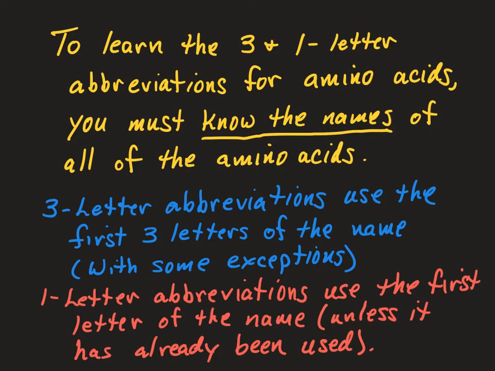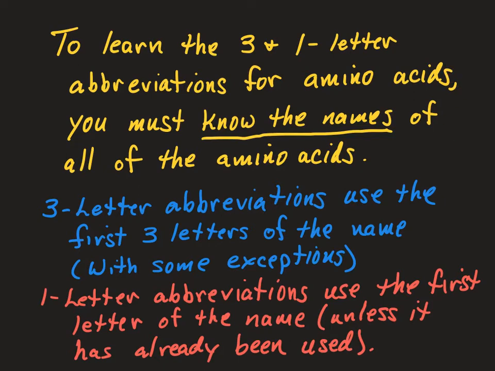First, if you're going to learn the abbreviations for the amino acids, you've got to know the names of the amino acids first, right? So you must know the names of your amino acids and their structures before learning their abbreviations. You've got to learn the names.